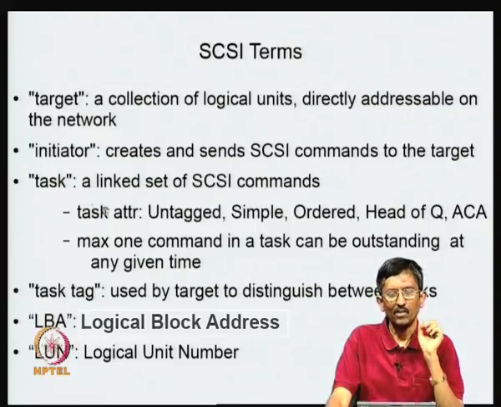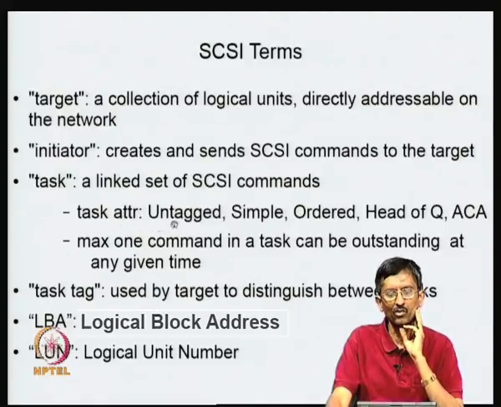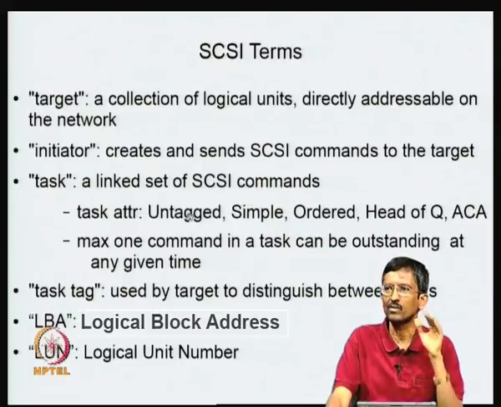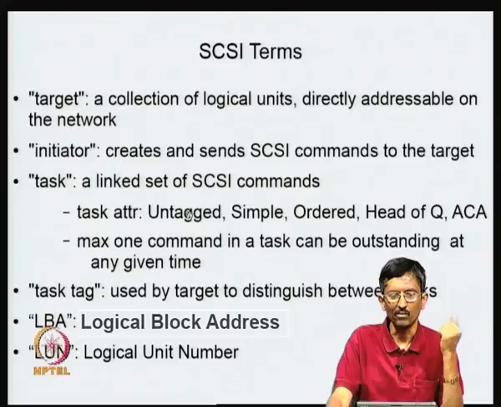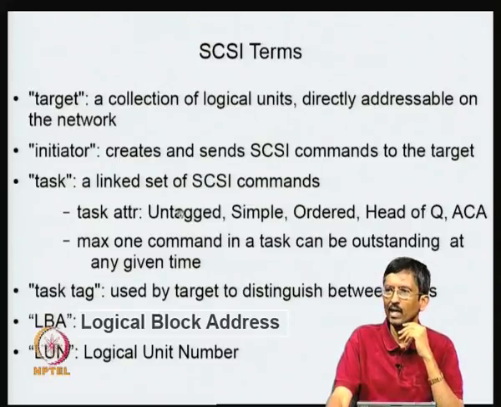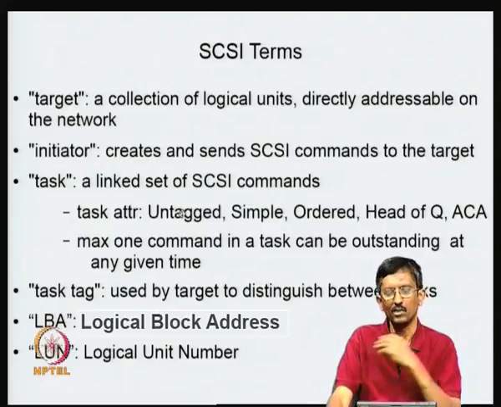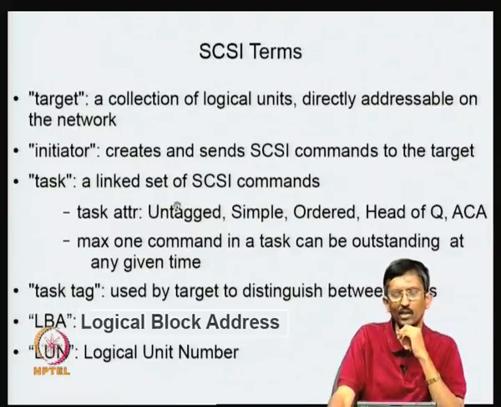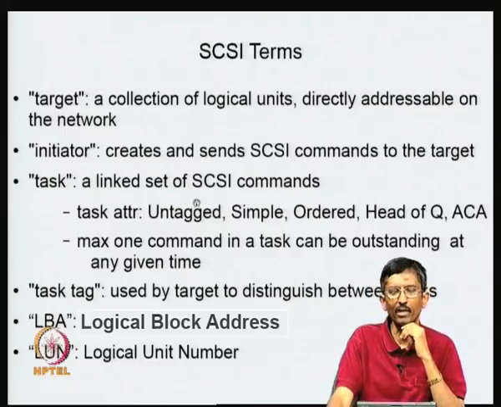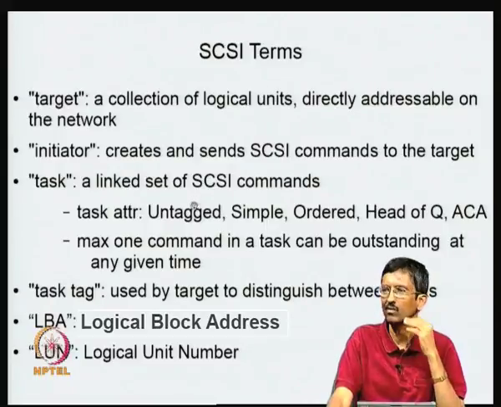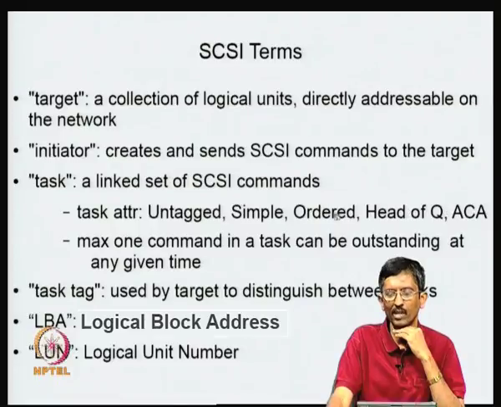This is an example. There are other aspects. For example, each task can also have some attributes. We will go into some detail about this later, and it can be tagged or untagged. That means that each IO process, each activity that you are asking the target to do, can be tagged, so that you can refer to it again later, or it can be untagged, meaning it has to be executed in the same order it came in. It can be simple, ordered, head of queue, etc. I will come to this later.